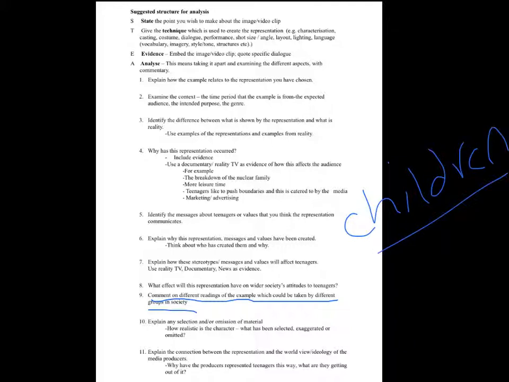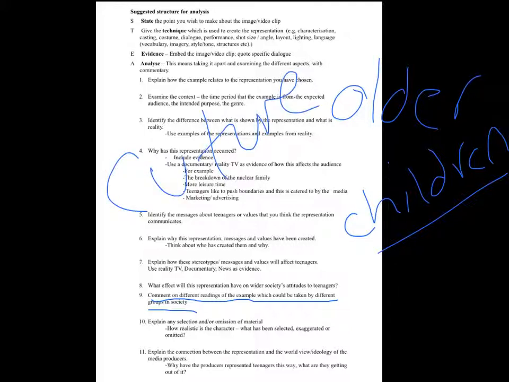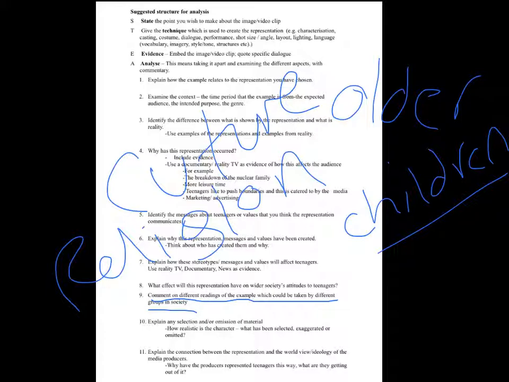Number 9 asks you to comment on different readings of the example, which could be taken by different groups in society. So have a look at children. They're a different group. You could have a look at older people. You could have a look at different cultures. You could have a look at different religions. And look at the way that they would view this representation and what they would think about it.